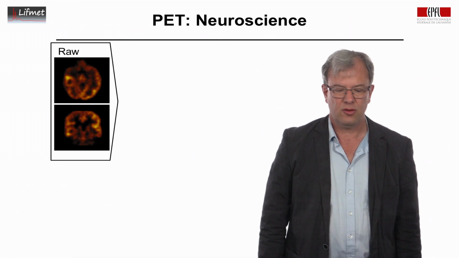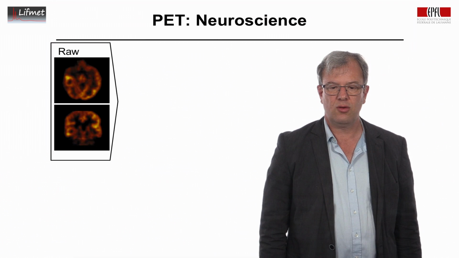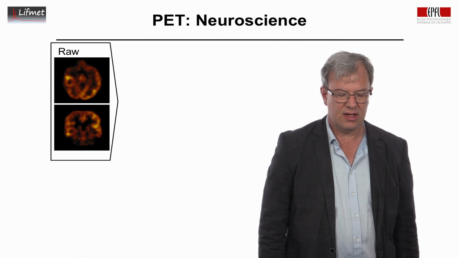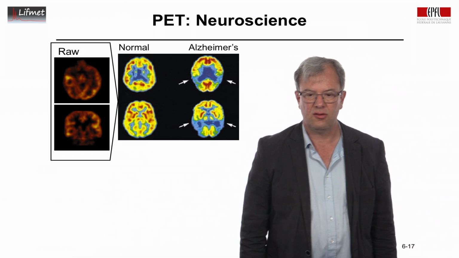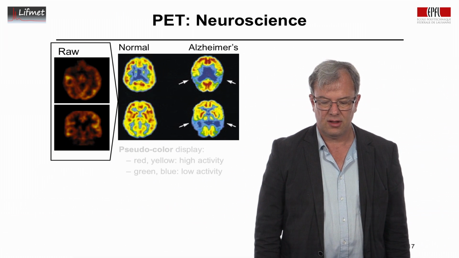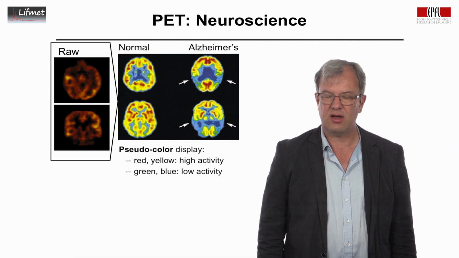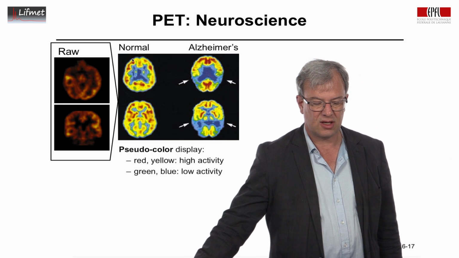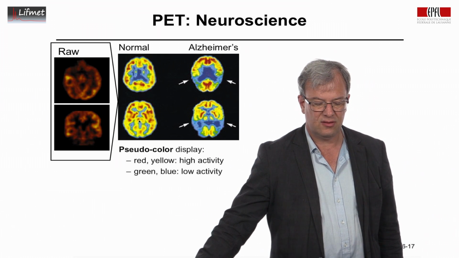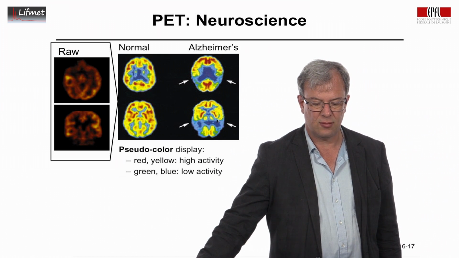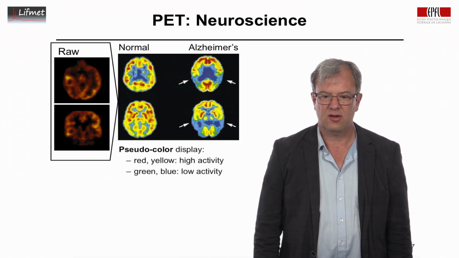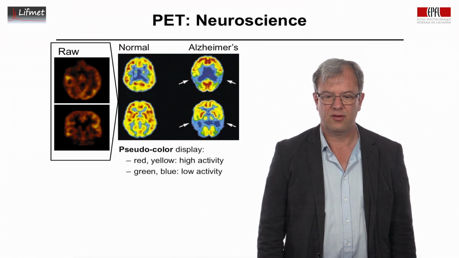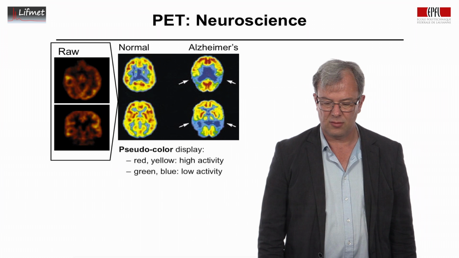Now some examples from neuroscience. If we take the color-coded raw image of the brain here, this is what it looks like. And then typically it's pseudo-colored, so red and yellow provide high activity, green and blue, low activity. In a normal subject here, the uptake would look like this. This is deoxyglucose, glucose metabolism in the brain. And here in a patient with Alzheimer's, one can see that in the back of the head, there's reduced glucose metabolism consistent with the degeneration of the nervous system.